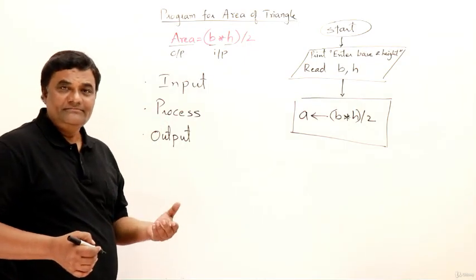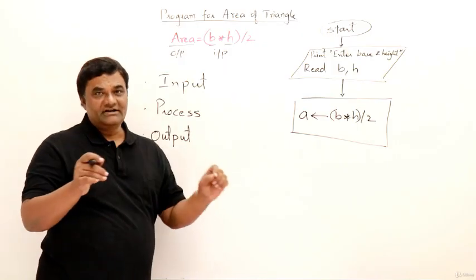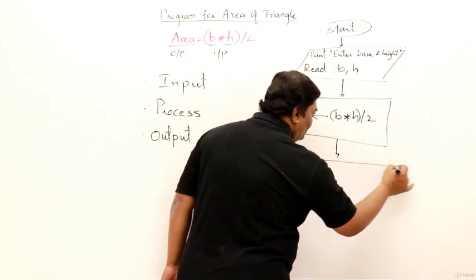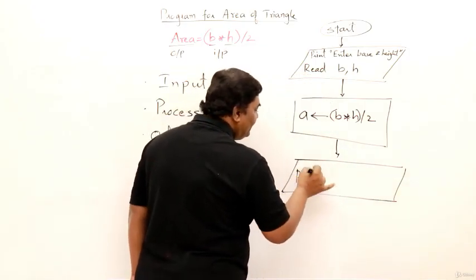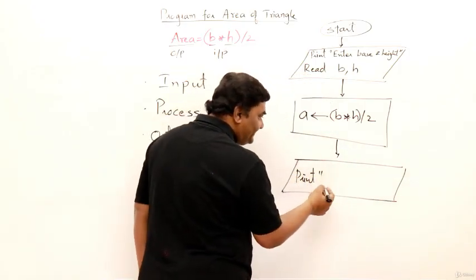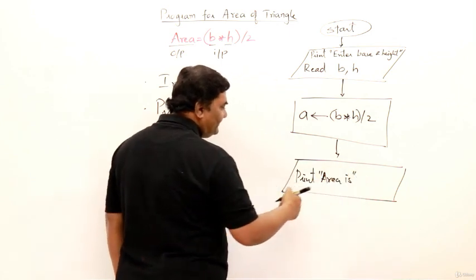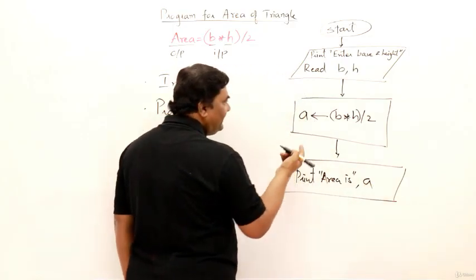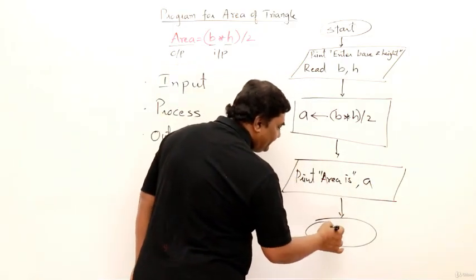I have to give you the result. I should tell you that the area is so and so. So next is again output. For that I use a parallelogram or output box. Here I should say print area is, right? This is the message I am giving you. The messages are written in quotes. Then next is A, as I have the result in A. So that's all. This is the output, end of the flow chart.